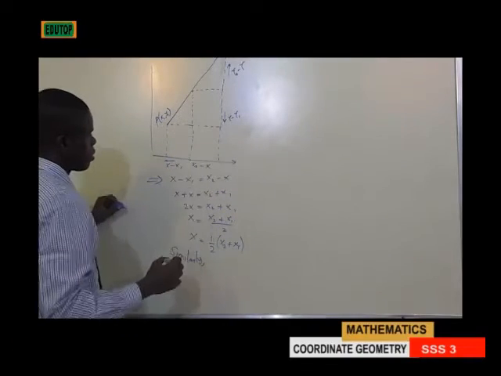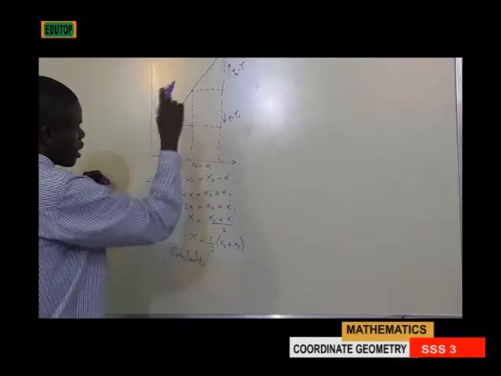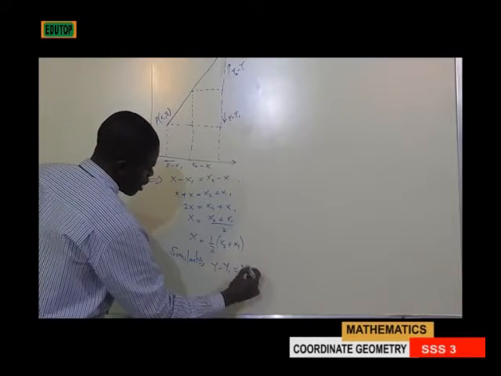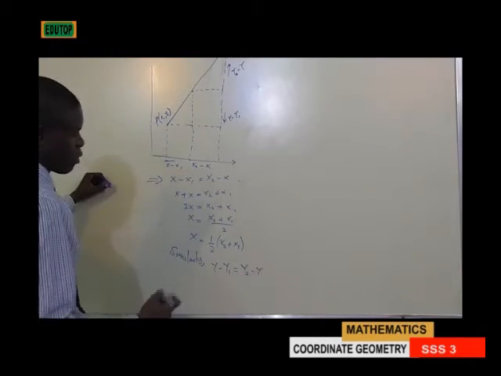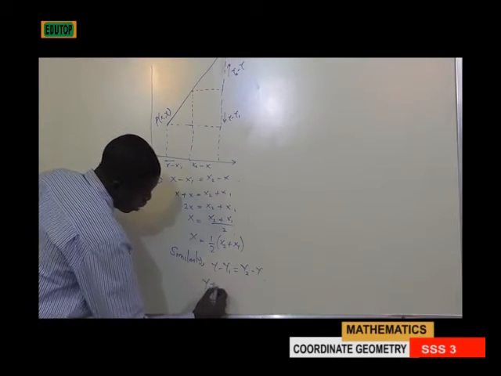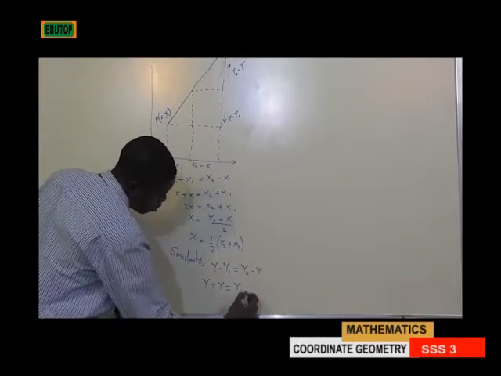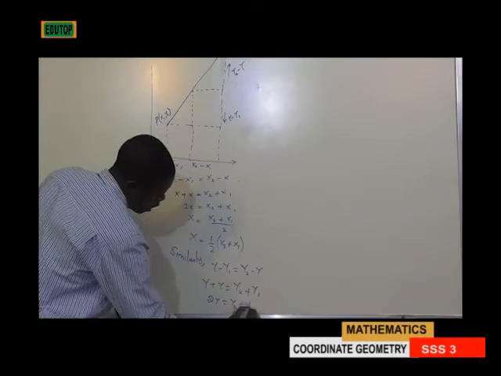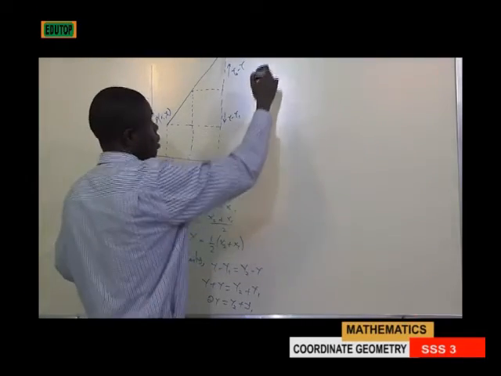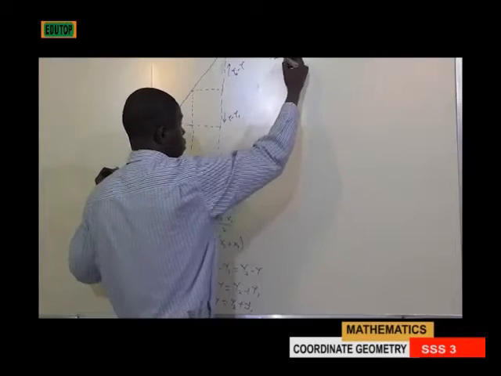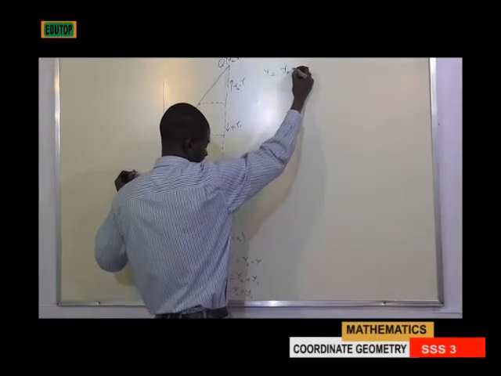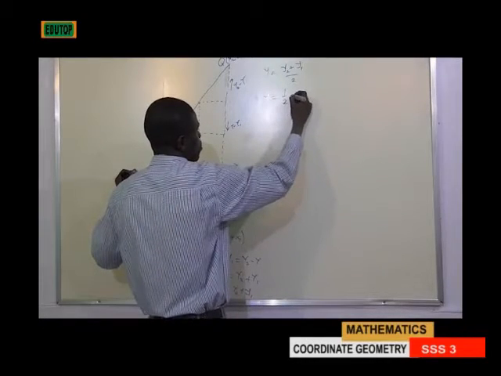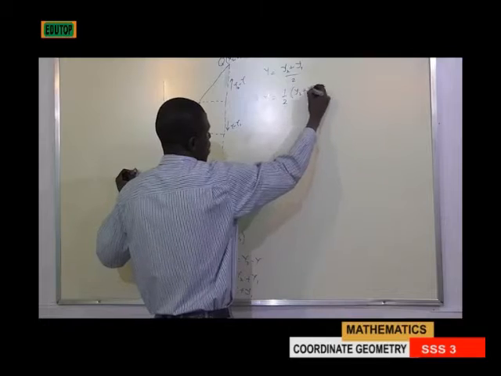Similarly, this is the horizontal, then for the vertical, we also have y minus y1 equals y2 minus y. If you also collect the like terms, you have y plus y equals y2 plus y1. And this becomes 2y equals y2 plus y1. Here we can have y equal to, by dividing both sides by 2, y2 plus y1 over 2, which can be written as 1 over 2 into y2 plus y1.